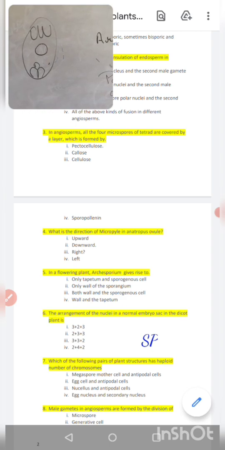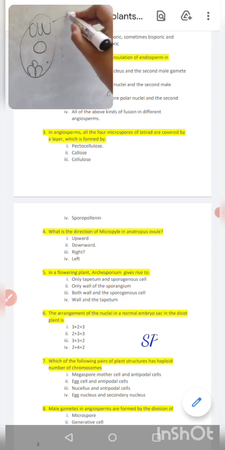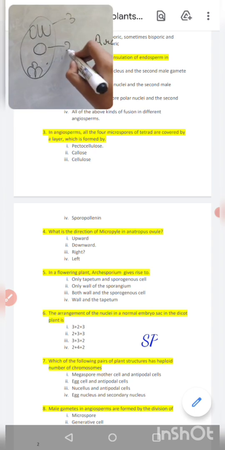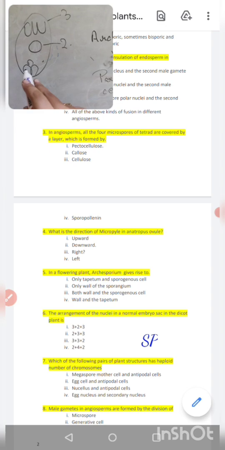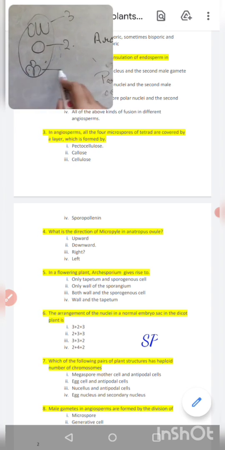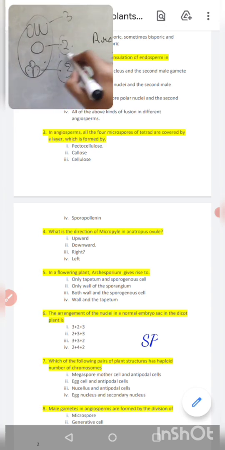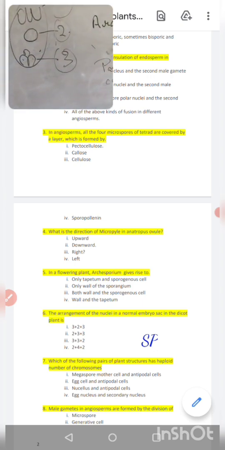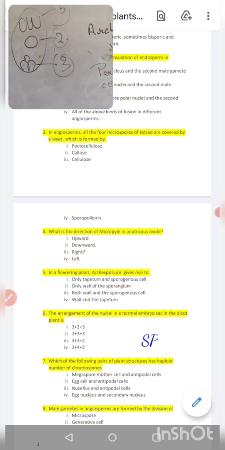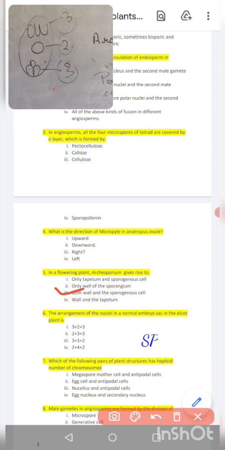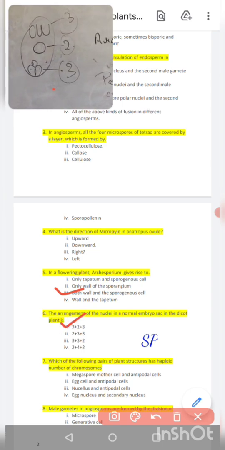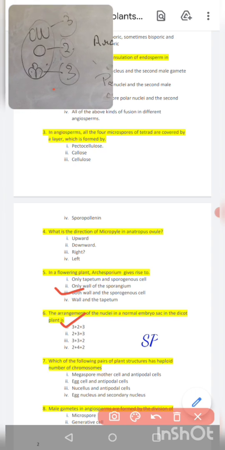If you see the arrangement, at the top 3 cells are there, in the middle 2 nuclei are there, and over here along with the synergids, 1, 2 and 3. So this will be the arrangement of the embryo sac. The option for question number 6 will be number 1, student, 3, 2, 3. We have to go in chronological order, so the right option will be number 1, 3 plus 2 plus 3.